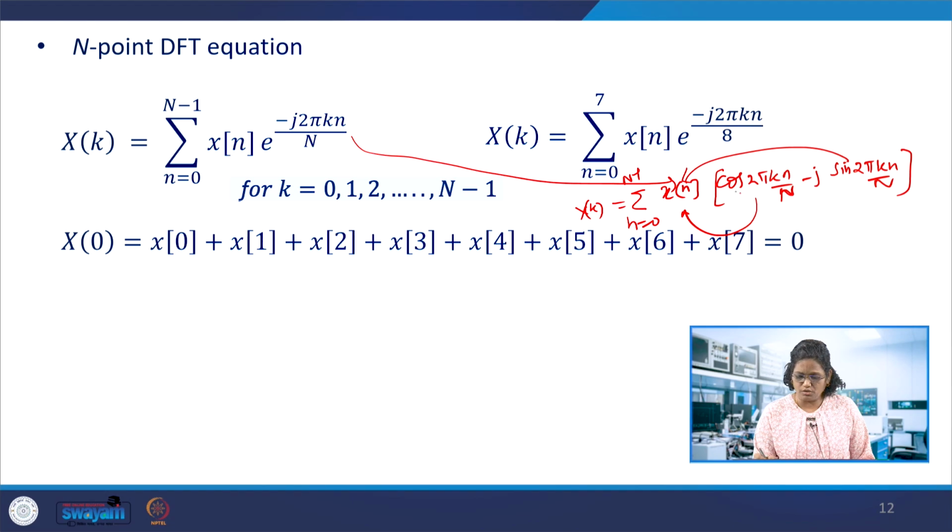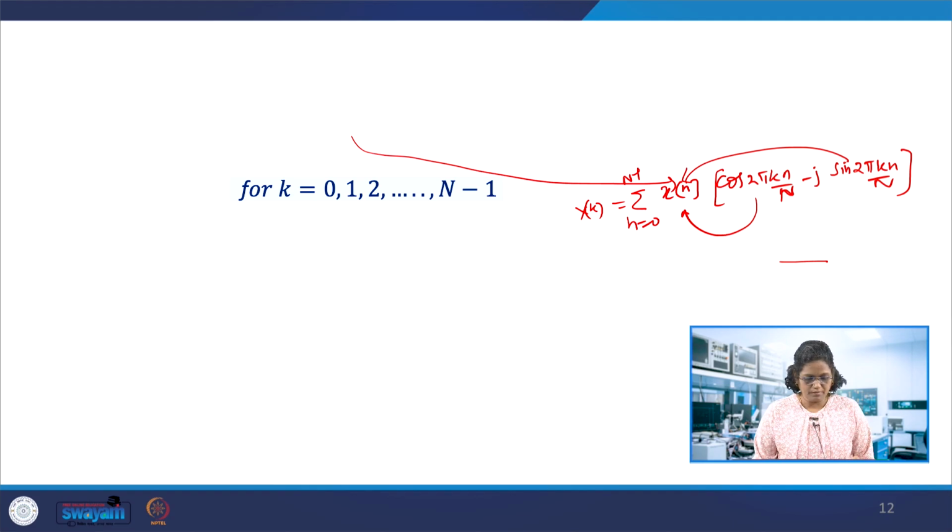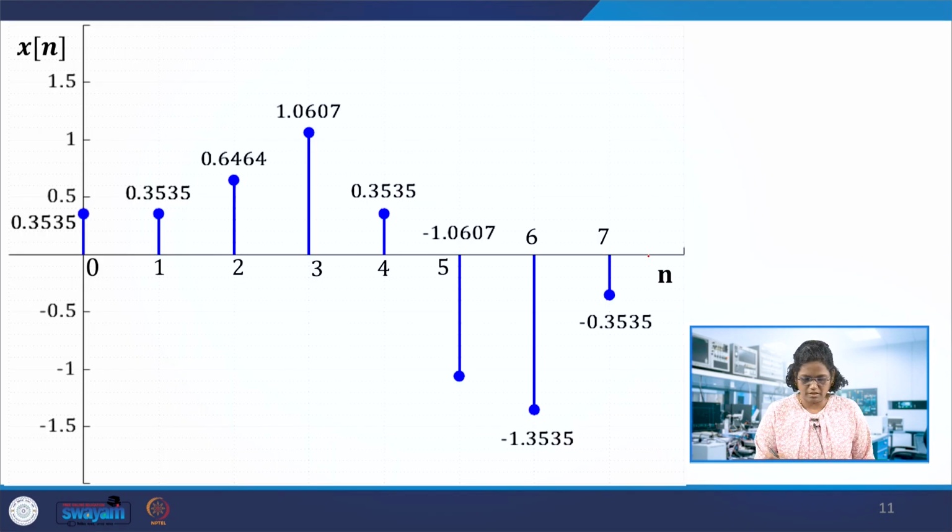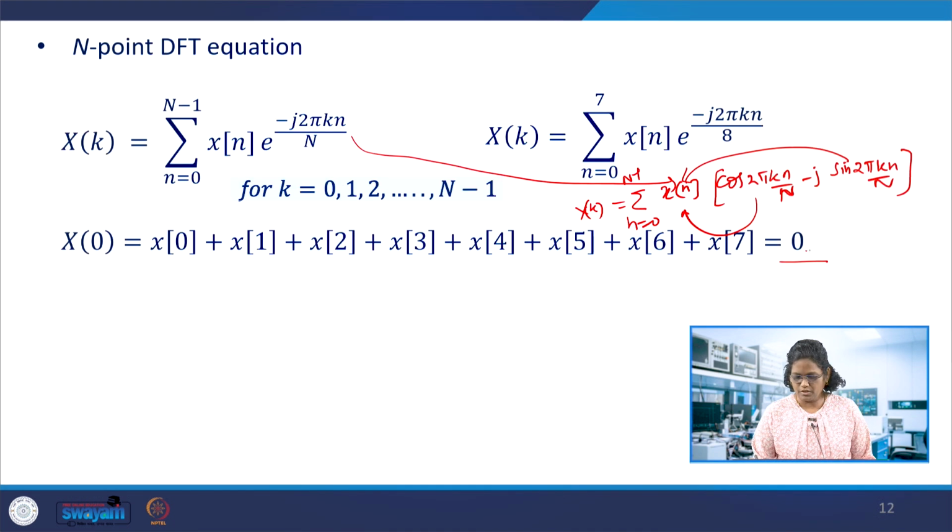So, when k equal to 0, that means we are trying to check whether there is a DC component present in it or not. Substituting k equal to 0, bin index 0, with n varying from 0 to 7, the exponent becomes 0, so this is the samples themselves. Sum up the samples that we had. Those samples adding up together give 0. That means x of 0, the DC component, is absent completely. It is true also in our signal that we had taken, there is no DC present in that.